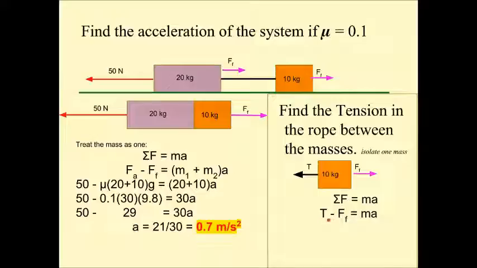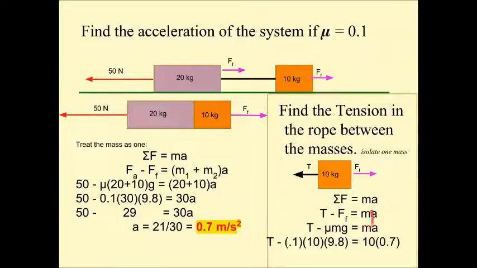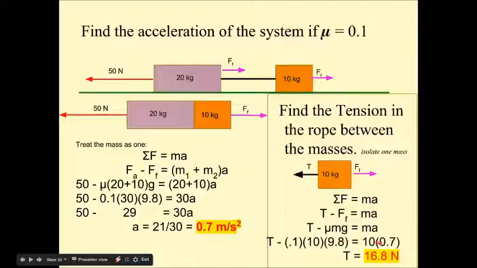So then I'm going to plug in for friction, mu mg, equals ma. I now will plug in the numbers. 0.1 is the coefficient, 10 is the mass of this object, 9.8 is the acceleration due to gravity, and the mass, now I'm not using the 30 anymore because I've isolated it, so it's just 10 times the 0.7 that I calculated as the acceleration of the system. I do the multiply and then subtract it from that, because I didn't have enough room. It comes out to 16.8 newtons. So it's a little bit less than the 17 newtons that I had before. And the reason is because the acceleration is so much less.